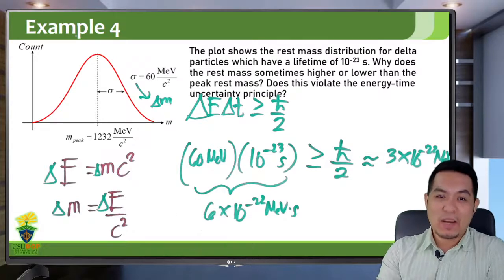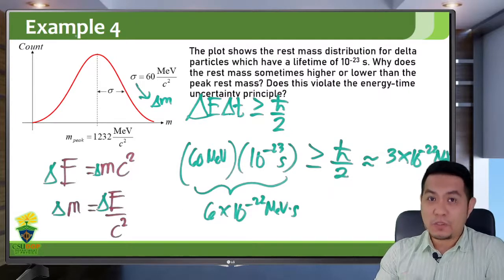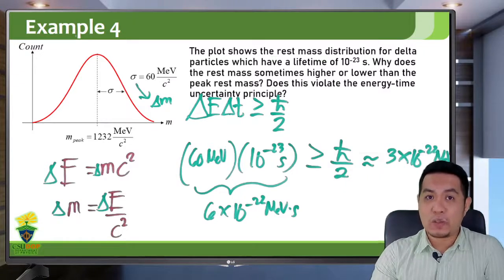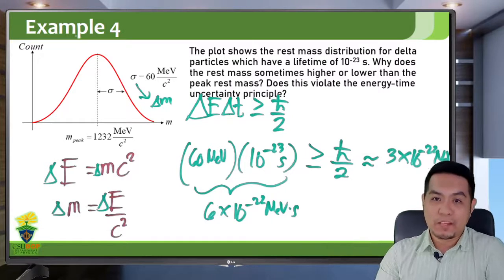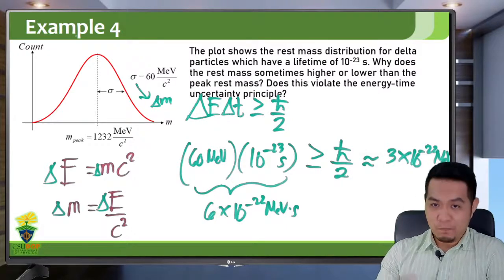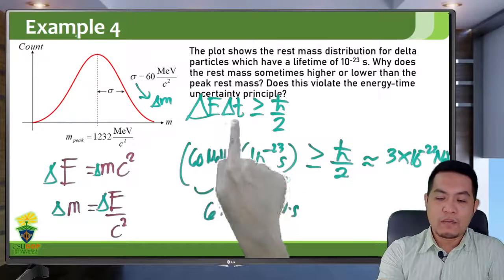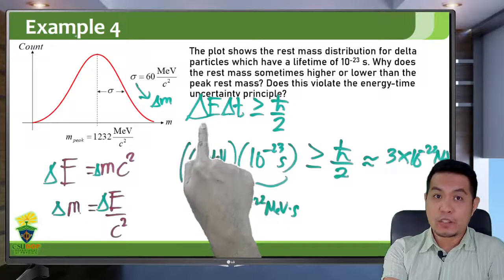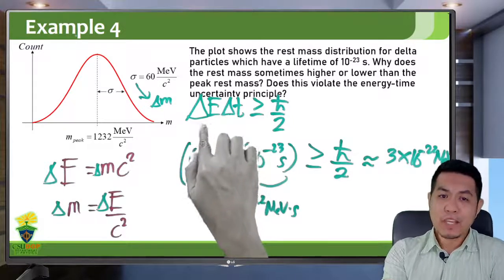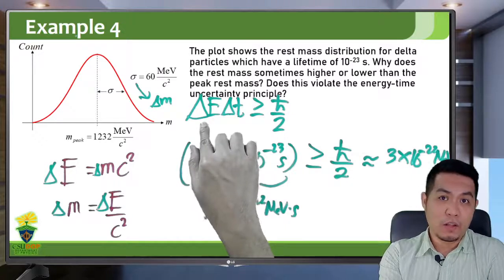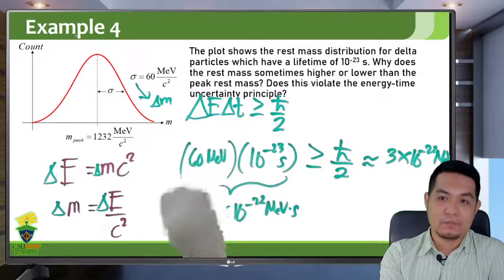So the uncertainty in mass is allowed due to the fact that it has a very short lifetime. Of course, if you have particles with a very long lifetime, such as an electron or a proton, then you can accurately measure the mass. Since the lifetime of those particles is very long, the uncertainty in energy is very small, meaning you can accurately measure the energy and the mass.